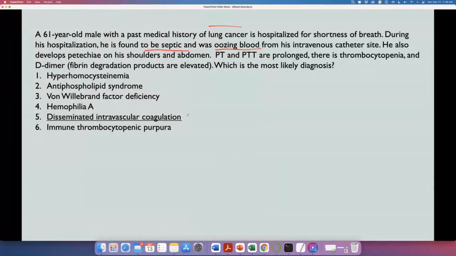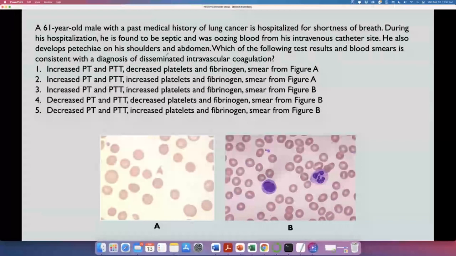Notice that everything is bad. The D-dimer, PT and PTT, thrombocytopenia, and he's bleeding everywhere, past history of cancer and sepsis, so all the factors point towards DIC. That's an easy one. And then we have another here for interpretation of the coagulation cascades plus a peripheral blood smear.